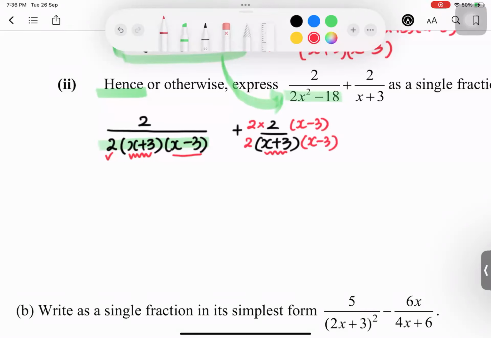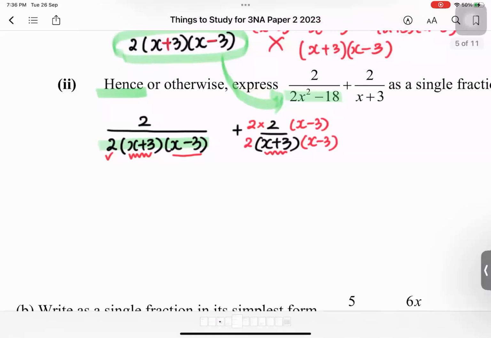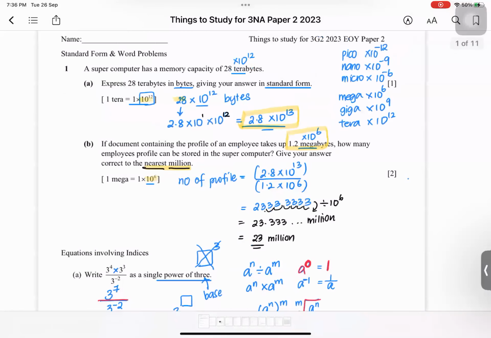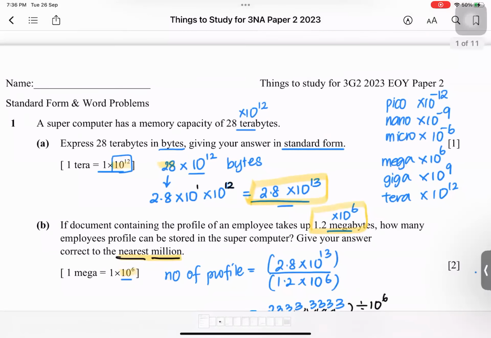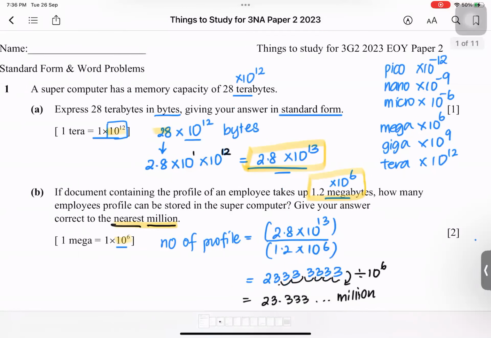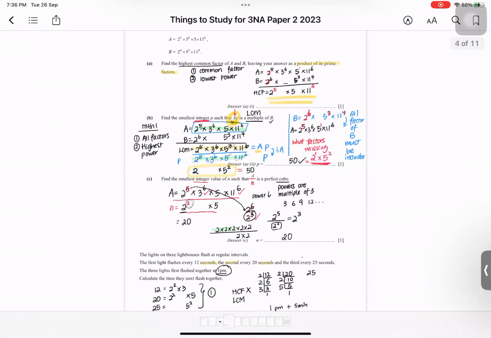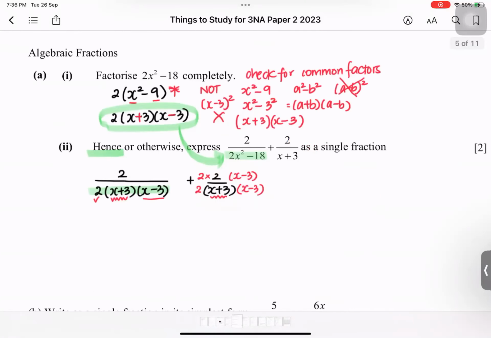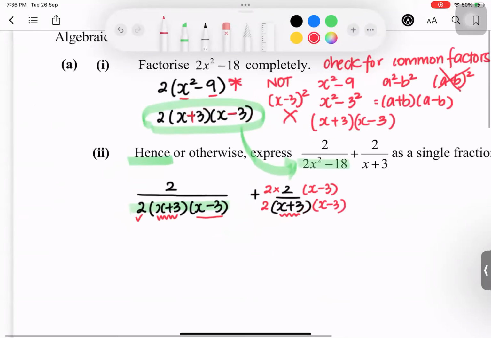This one is things to study. Wait, let me show you. First page, things to study for G2 EOY paper. I sent it in the chat group yesterday. I also posted in Google Classroom, so you can take from Google Classroom. Things to study for EOY paper. So I'll do the algebra portion.